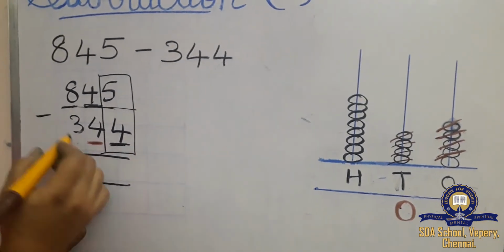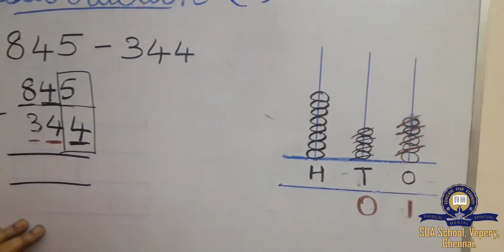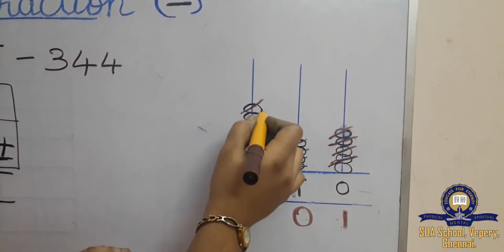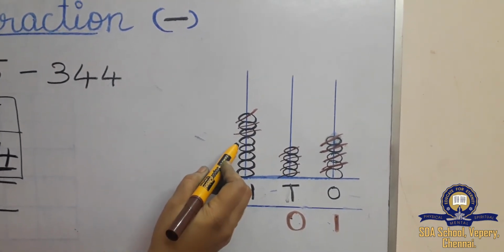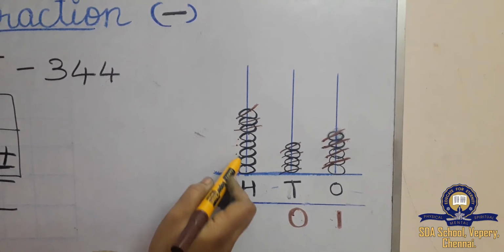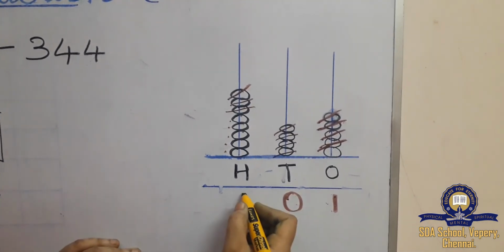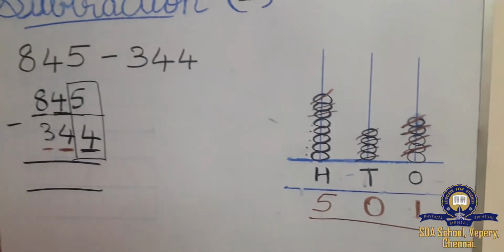Okay. Now in hundreds how much is there here? 3. Right? So take away from this 8. 1, 2, 3. So how many are left? Let us count now. 1, 2, 3, 4, 5. How many are there? 5 are there. Okay. So the answer is 501.